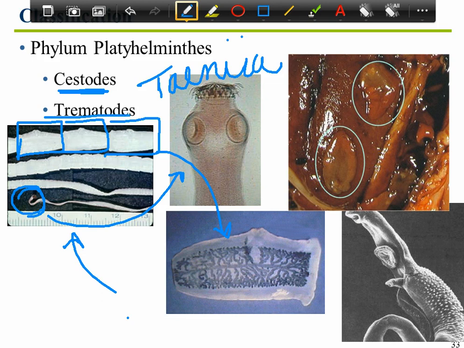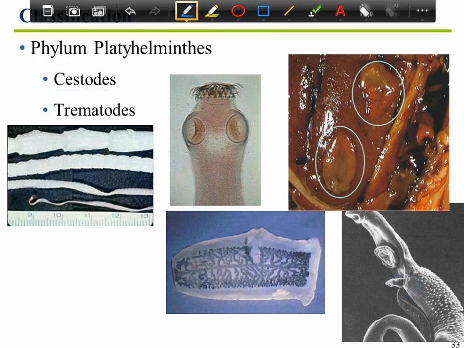The trematodes are the flukes. You got two examples here. This is Schistosoma again. There's this little female poking her head out of his copulatory groove. And this is Fasciola right here, attached to the liver. They're the flukes.